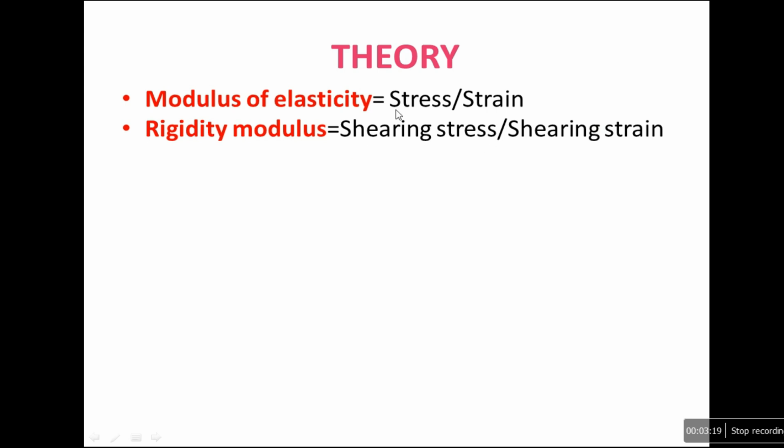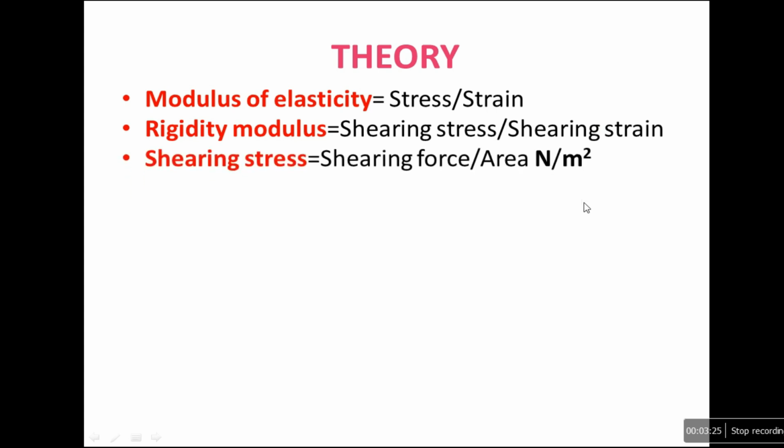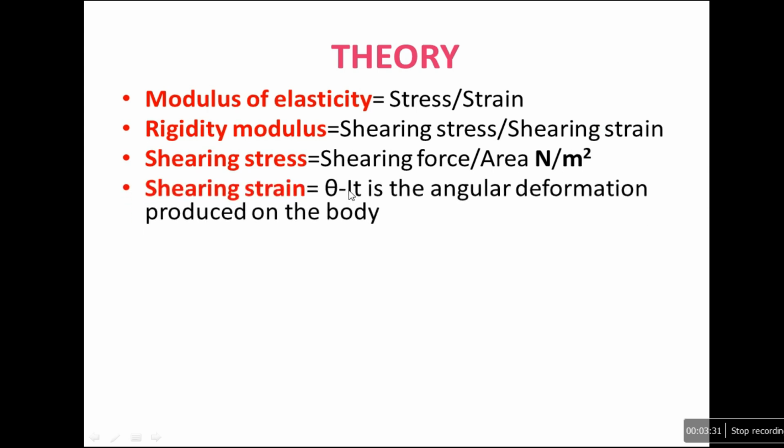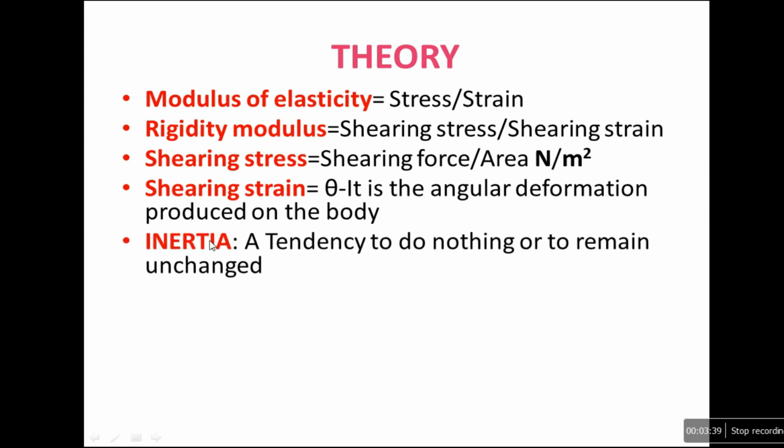So rigidity modulus is nothing but shearing stress over shearing strain. Here the angle is involved, that is rigidity modulus. And shearing stress is nothing but shearing force by area. And shearing strain is nothing but theta, the angular deformation produced on the body. In terms of theta, we can calculate the strain. And first we calculate the inertia, then only we can calculate the rigidity modulus.